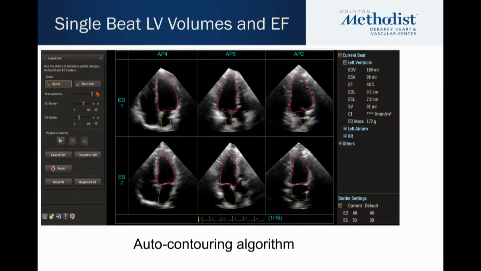Now, today we have really fast processing computers that have given us the opportunity to measure volumes on a single beat without having to do a stitching of several beats. So now one can do ventricular volumes, integrating multiple views. Here you see the results that come out. And even now atrial volumes, which is a subject for another talk.